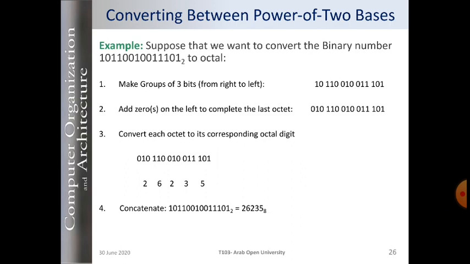So starting from the right side, 101 means 5 in octal, and 011 means 3. 010 equals 2 and 110 equals 6. 010, it's 2. So this binary number equals 26235 in octal. And we do concatenation. As you can see here, concatenation, it's not addition.